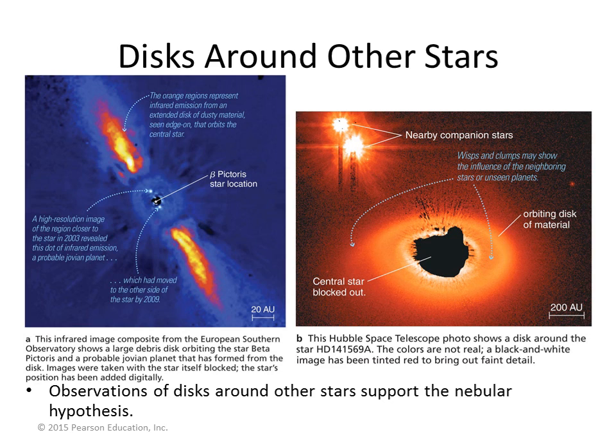This is on page 156, both of these pictures. We have an infrared image on the left which shows a large debris disk orbiting the star Beta Pictoris and what could be a Jovian planet that formed from the disk. And on the right, we have a picture from the Hubble Space Telescope that shows a disk around a star. Colors aren't real, it's just changing the color so that we can see what's happening here. But again, there seems to be some sort of disk of material that's coming together, coalescing, condensing, and may eventually form a solar system.